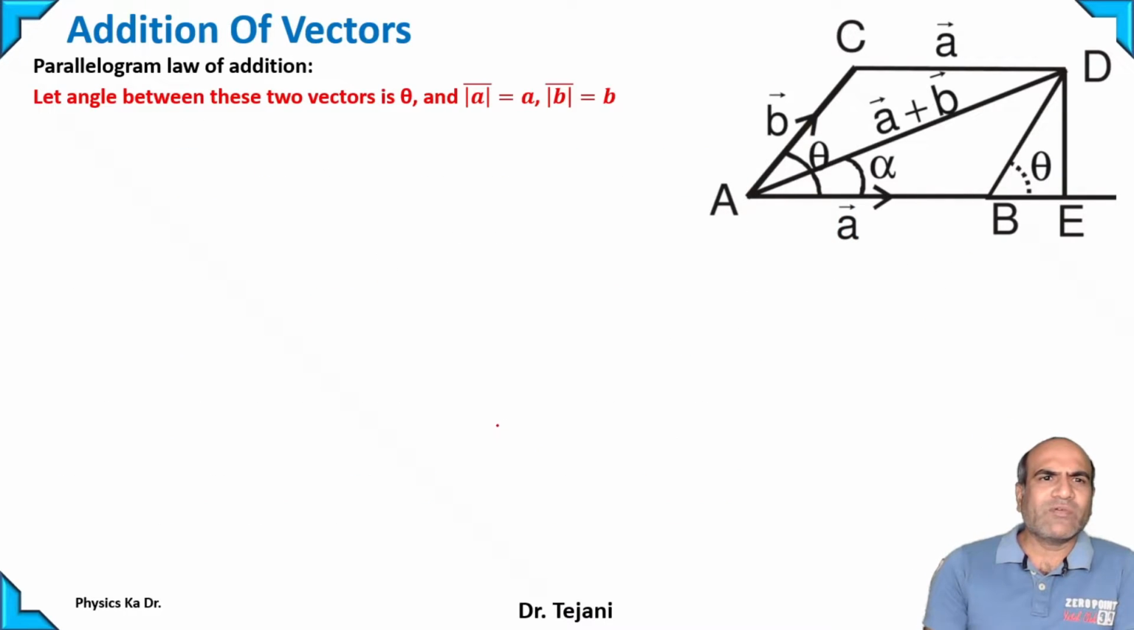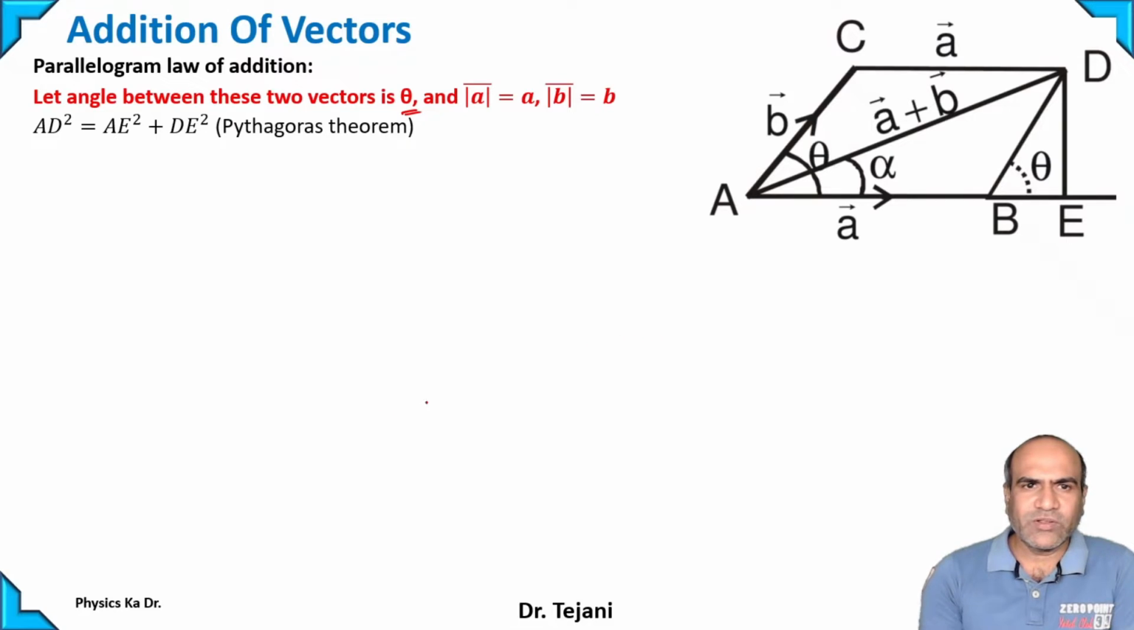Let us see the parallelogram law. Let us assume that theta is the angle between A and B, and A bar and B bar are, you can say, vectors, right? So we know that simple. If we extend this line, draw a vertical line and give name B, and this is B, give E name.